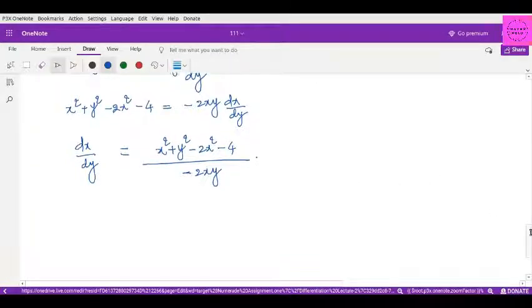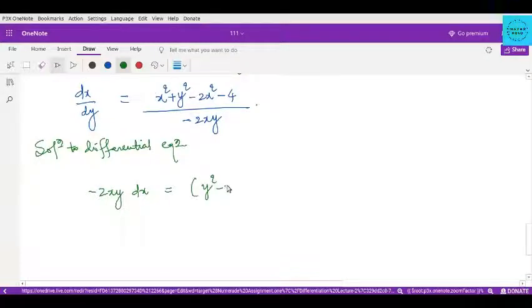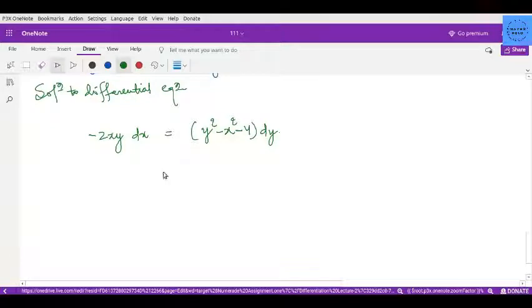Now we have to solve this differential equation. The solution to the differential equation is shown by green pen. So it is minus 2xy dx, that equals y square minus x square minus 4 dy. And we can write it as 2xy dx, that is equal to x square minus y square plus 4 dy.